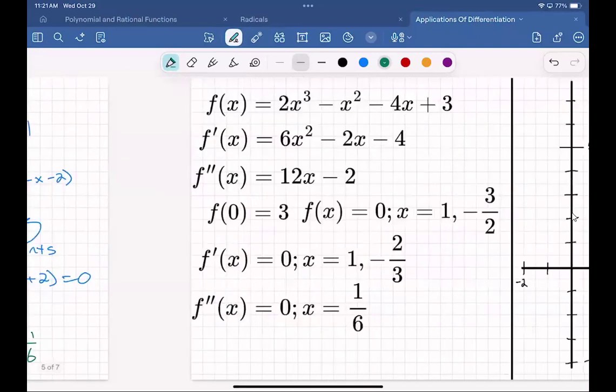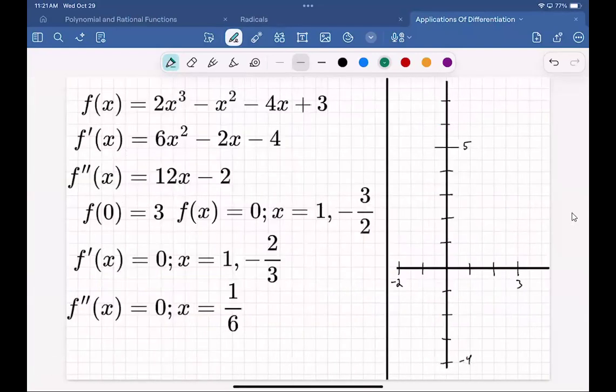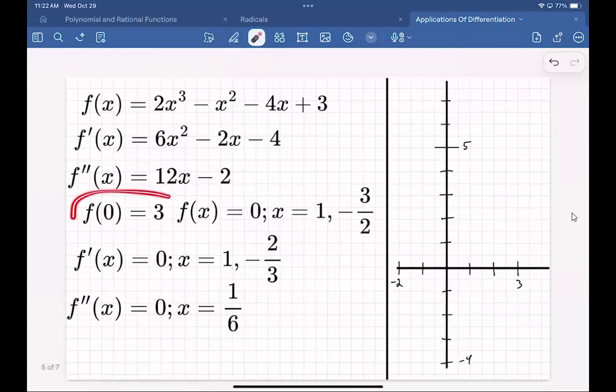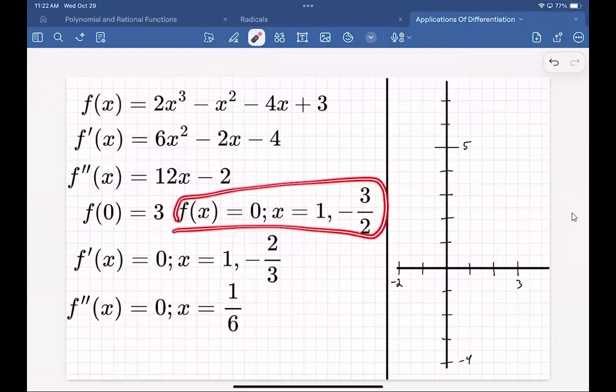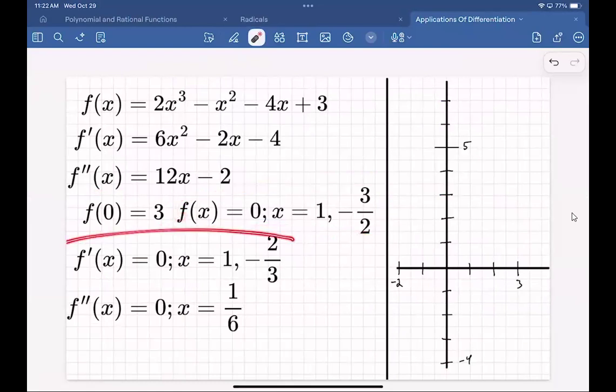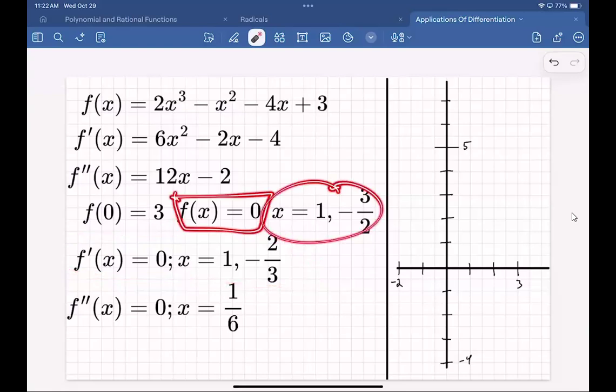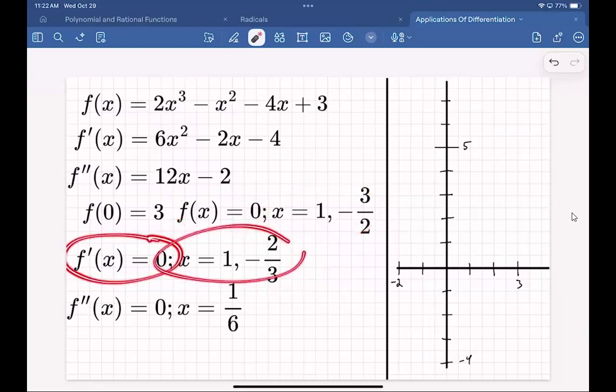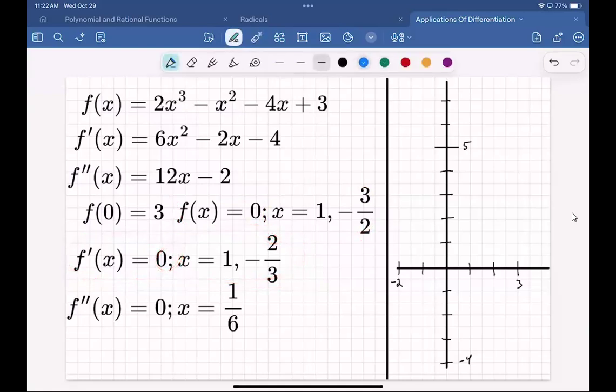All right, so this next slide here, I got everything summarized on the left side. So make sure you see I have the function, the first derivative, second derivative. Remember, this was our y-intercept that we found. This is what happens when we set the function equal to 0 to get x-intercepts. I said that wrong, y'all. I set the function equal to 0 to get x-intercepts. We set the first derivative equal to 0 to get what we're going to call critical points, where horizontal tangents occur.